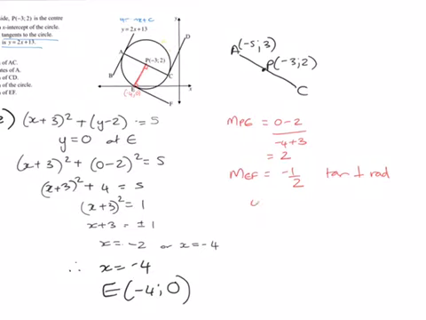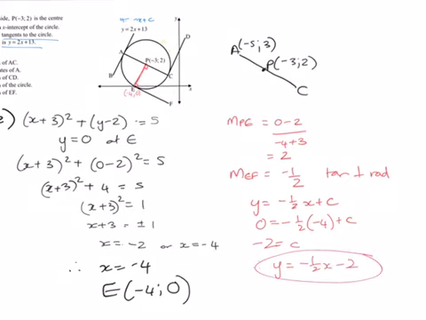So then my y equals mx plus c. I'm going to substitute in my point E now. So point E fits in, and then we solve for our c value. Our c value ends up being negative 2. All right, so therefore y equals negative a half x minus 2 is your equation for EF.